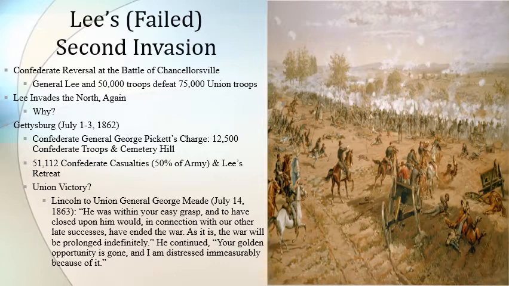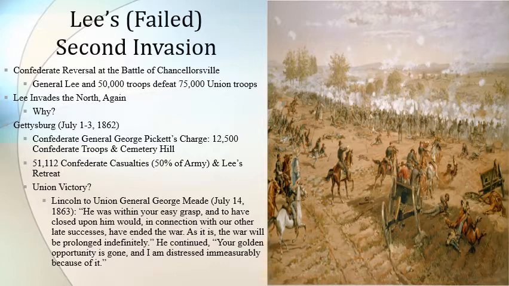Finally, the final aim of this second invasion of the North was simply to take over the capital, to take over Washington, D.C. in the North. So, as this is going on, by late June of 1863, Lee and his troops will arrive at Gettysburg.